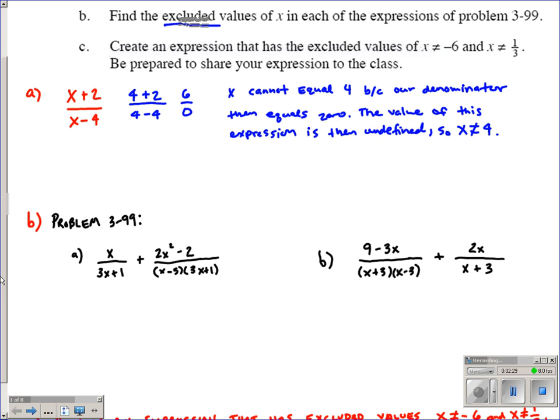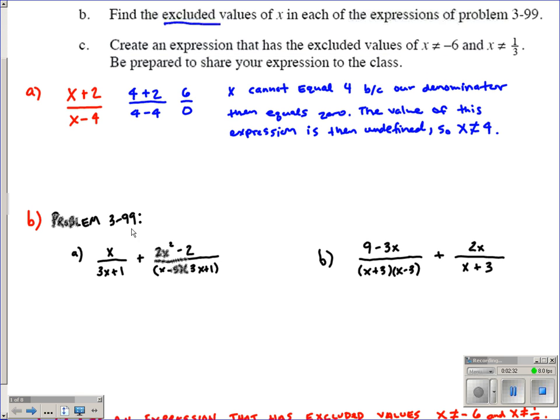So in this one, we want to find the excluded values from this problem 3-99, which was part of your in-class work. So we need to look at our denominators, and we need to figure out what values of x would make our denominators equal 0. The easiest way to do that, we take our denominator, and we have 3x plus 1. If we want to know what value of x is going to make this equal 0, we can take it and set it equal to 0. Then we go ahead and we solve it there for x.